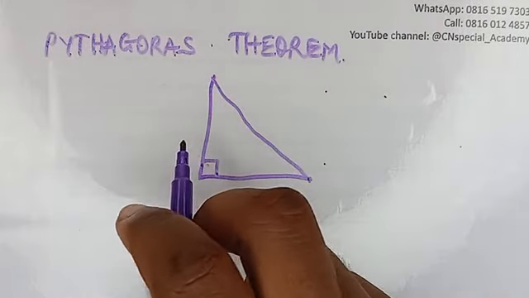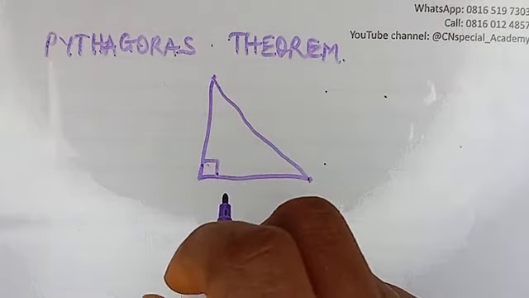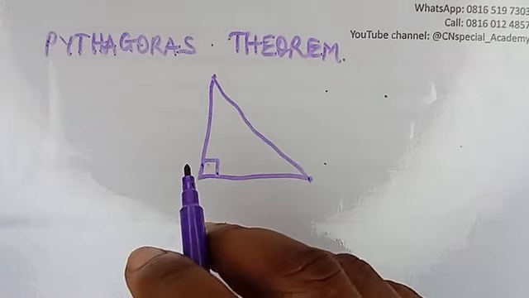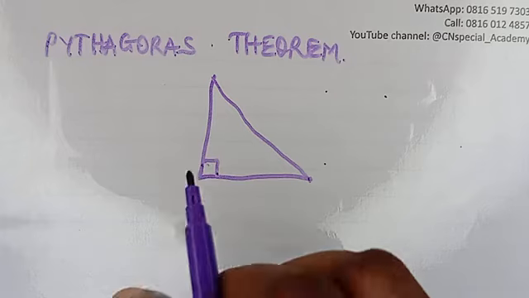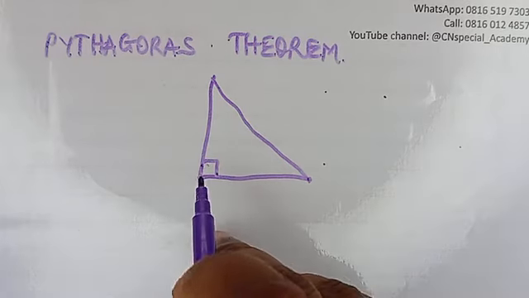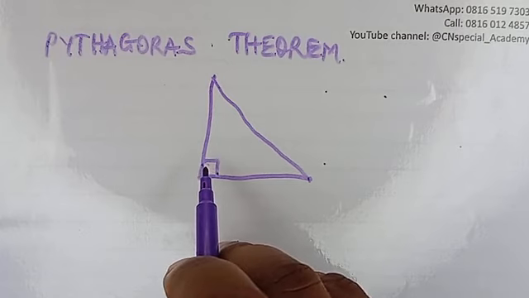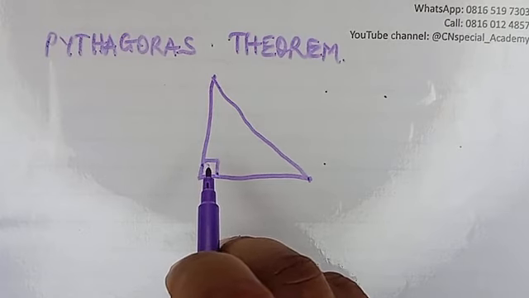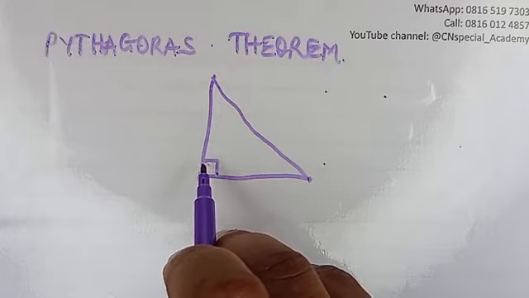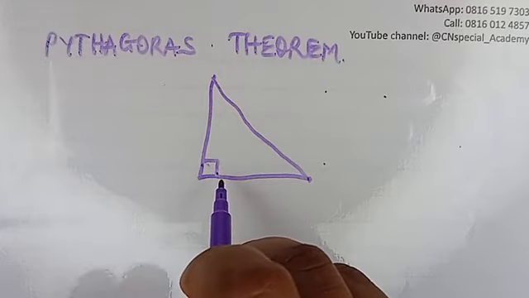In this video, we are learning about the Pythagoras Theorem. And this theorem is just concerning special triangles called right-angle triangles. That is, triangles that have one of its interior angles equal to 90 degrees. That corner is always shown by this symbol.